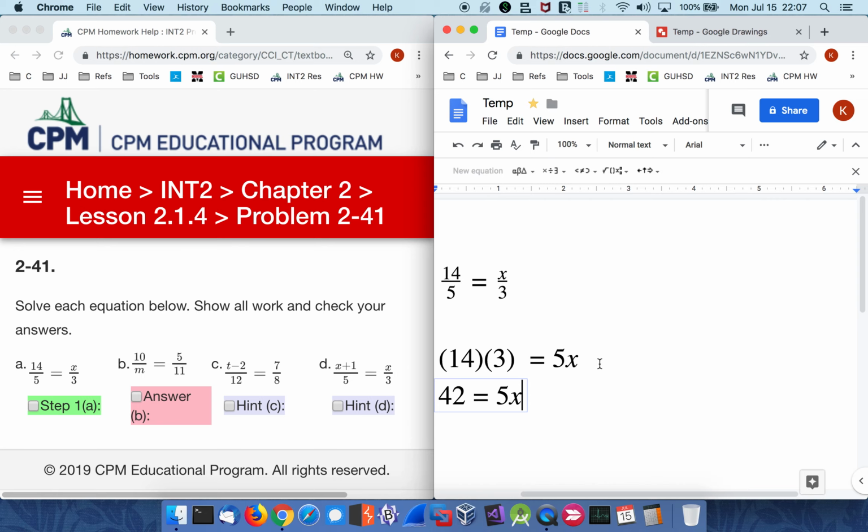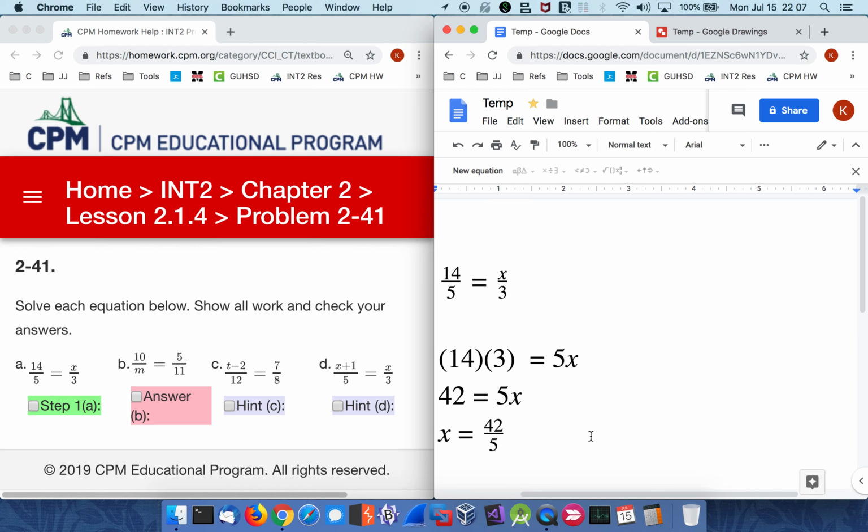That's going to be an interesting one. Let's see. Make sure I did that right. And 14 times 3, 2, carry the 1. Yep, 42. All right. And so then x equals 42 divided by 5. 42 fifths.